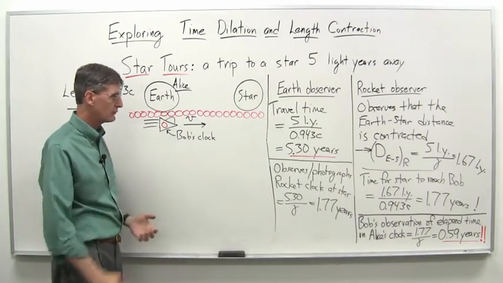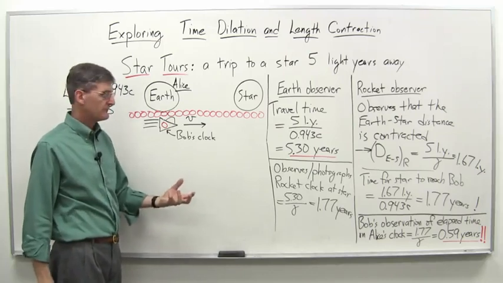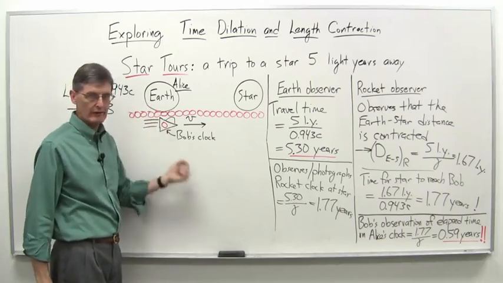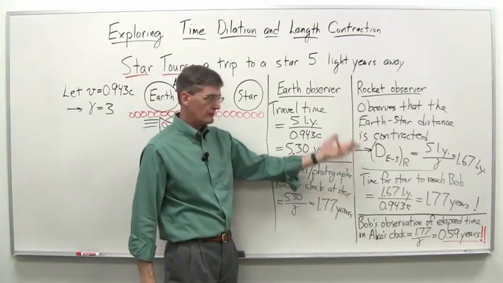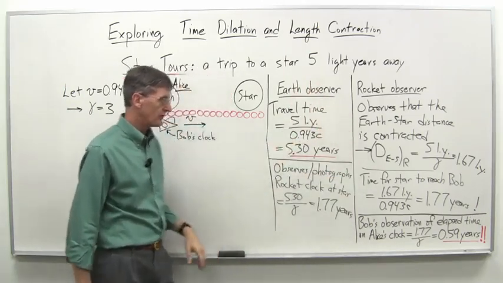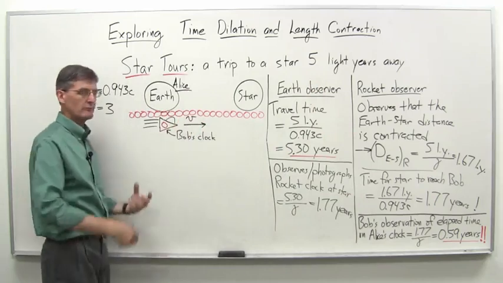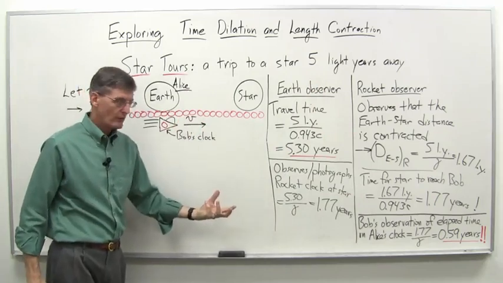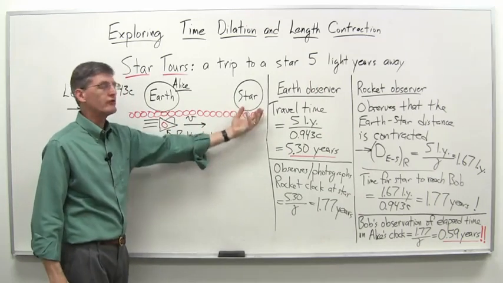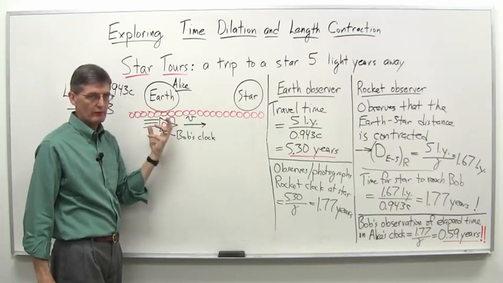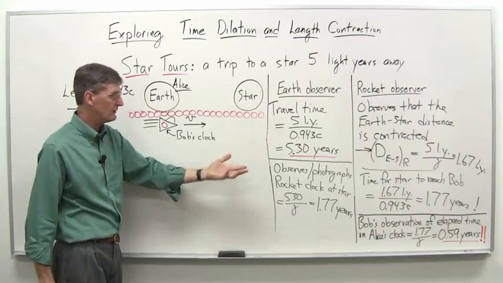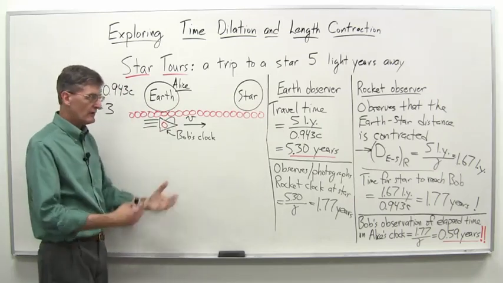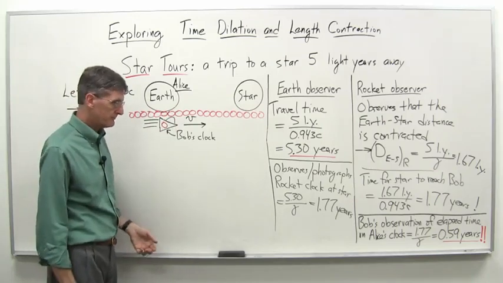And he says, yes, absolutely. That's what my clock should say. That's what the photograph shows. And I agree absolutely, because I traveled for 1.77 years. Actually, I should back up, he didn't travel for 1.77 years. The star traveled toward him for 1.77 years, a distance of 1.67 light years, at a speed of 0.943 c. It all works out for him.